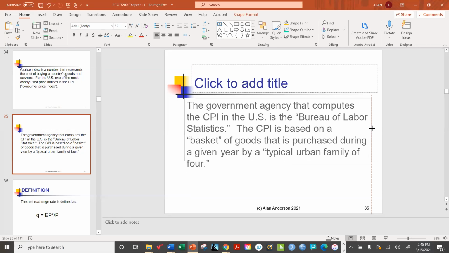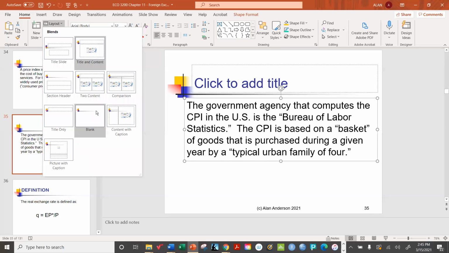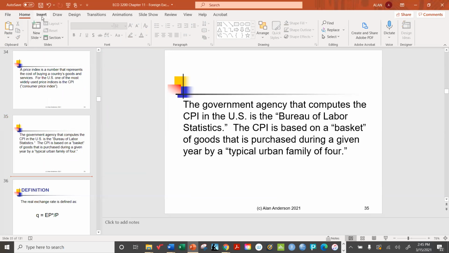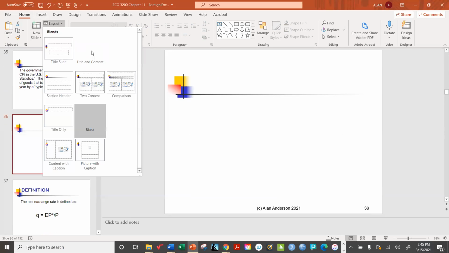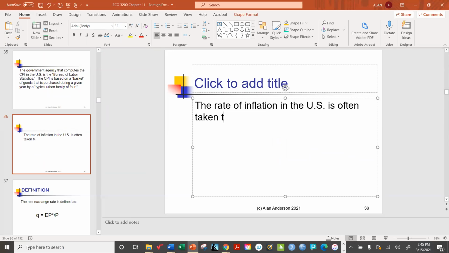So it's really important, and you hear it all the time in the news. In fact, when you hear in the media them discussing the rate of inflation, typically what they're referring to is this. The rate of inflation in the US is often taken to be the percentage change in the CPI from one year to the next.